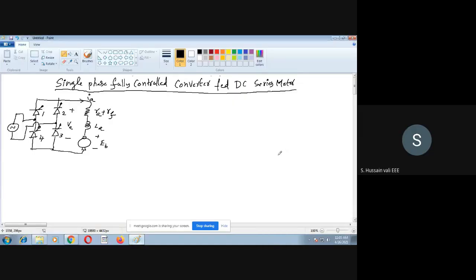Now the circuit diagram I have drawn here. The supply voltage is Vs, and you have four thyristors, 1, 2, 3, 4. That makes a single phase full converter, and that is going to the series motor with the resistance, just like how I have shown in the previous class. For the semi converter, the same kind of resistance I have shown here. Then we will go for the analysis.